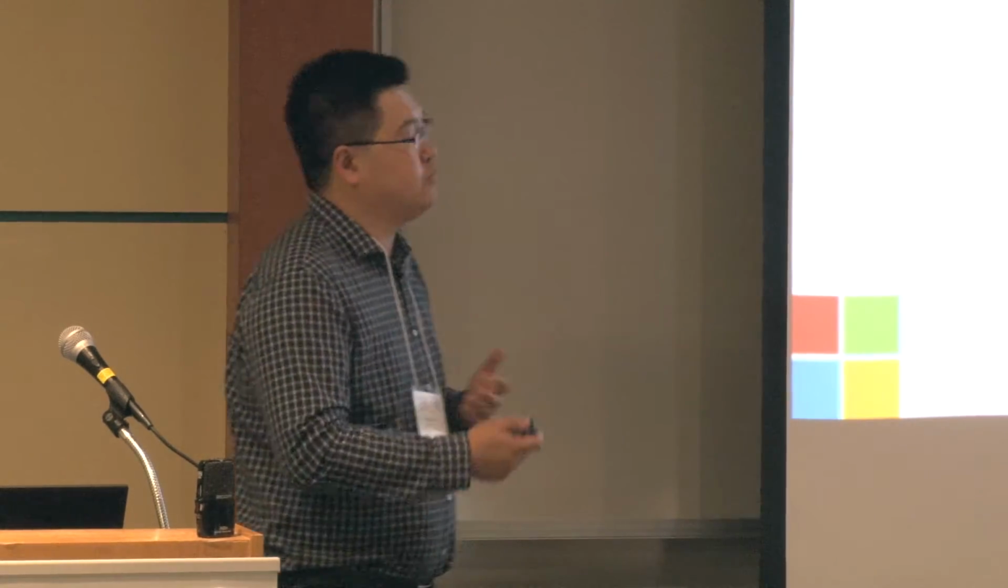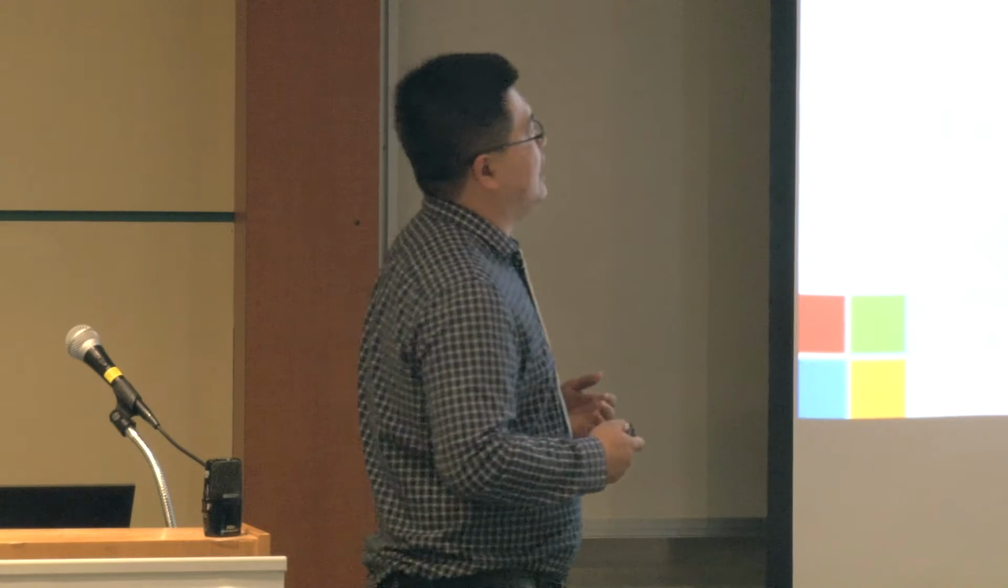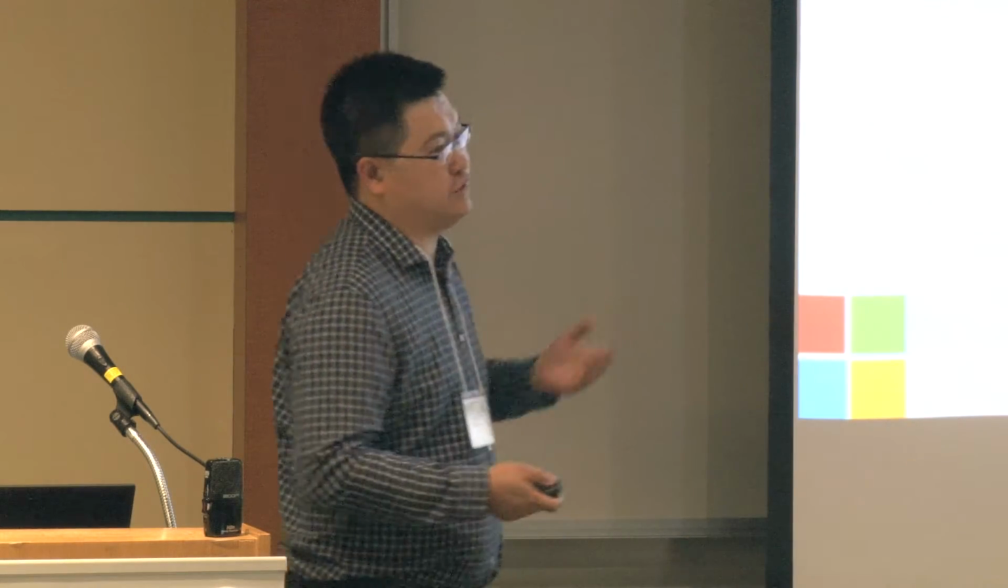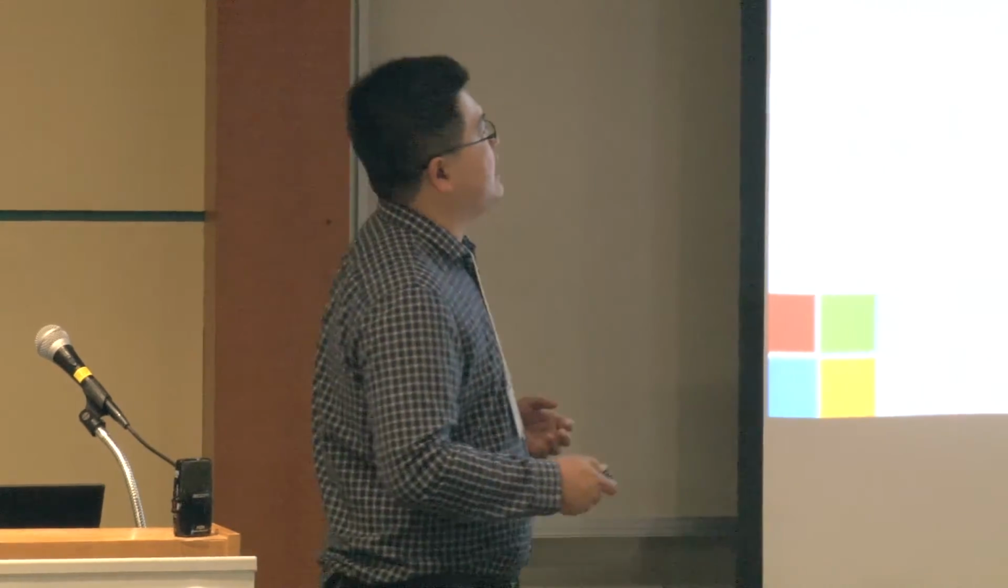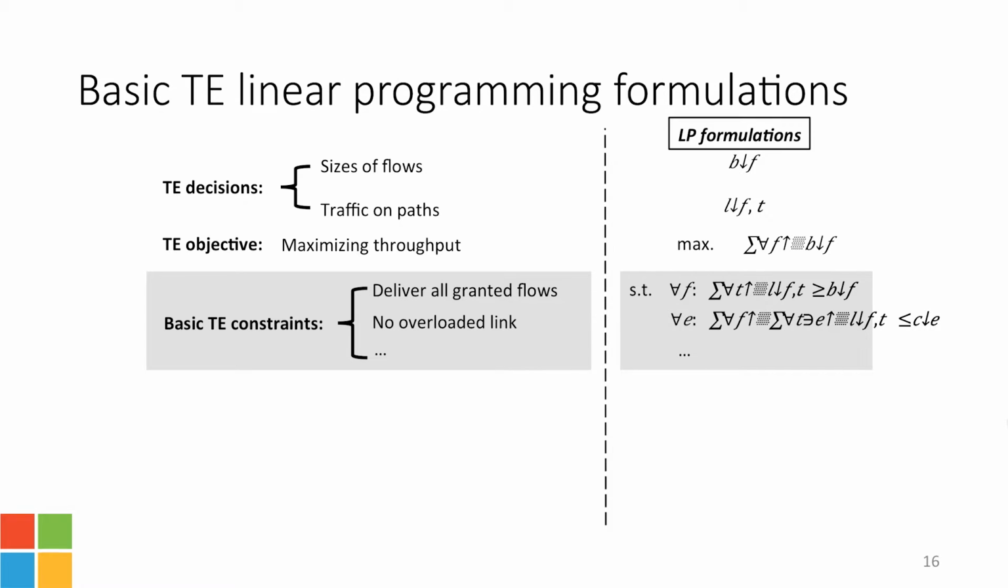Currently, people typically use linear programming to find the traffic engineering solution. Basically, they make the TE decision as variables, and they have some objective to achieve, for example, maximizing the network throughput, and they have some basic TE constraints. If you translate English into linear programming, it will be straightforward.